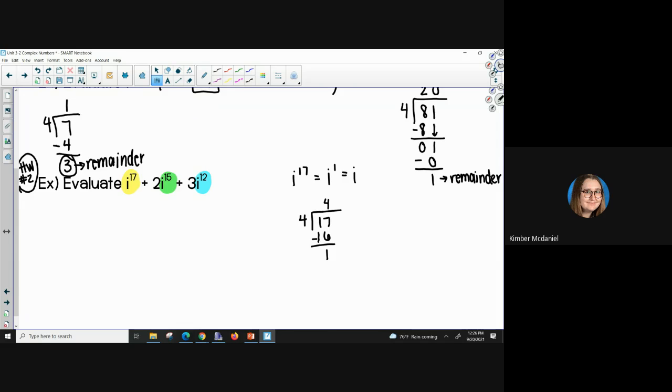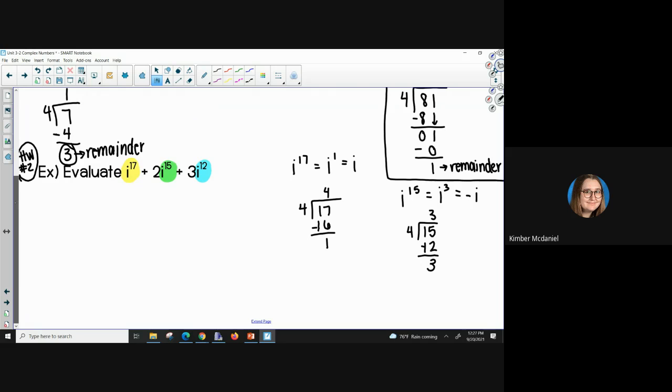If I have i to the 15th power, 4 goes into 15 how many times? 3 times. 3 times 4 is 12. We get a remainder of what? 3. So i to the 15th power is equivalent to i to the 3rd power, which is negative i. Let's do the same thing with i to the 12th.